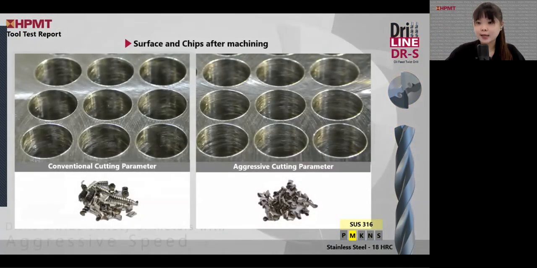Here we have the second tool test result when we cut this stainless steel. In terms of the surface finishing, the surface is still looking good, while in terms of chip formation, it is still producing short chips. Let's move on to the third material, which is the grey cast iron.